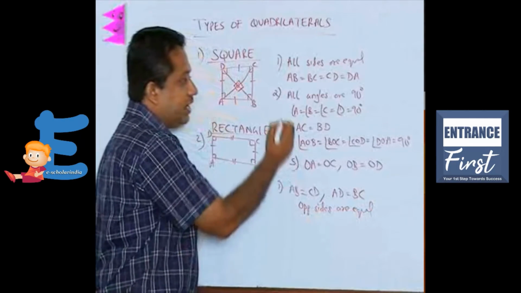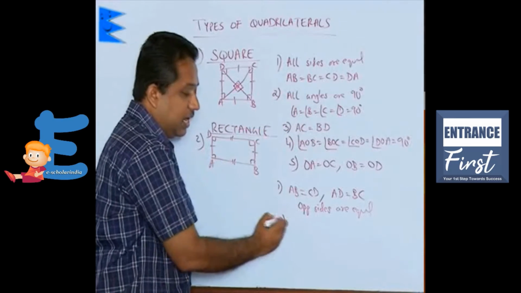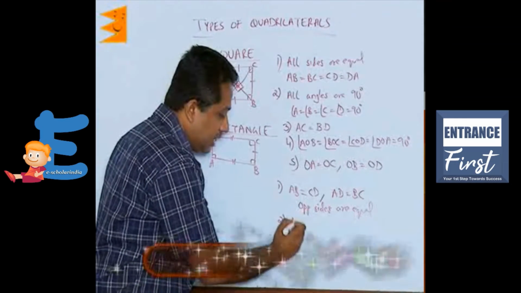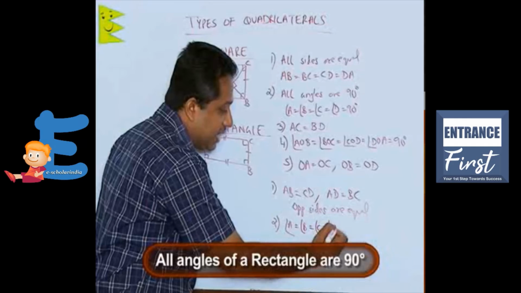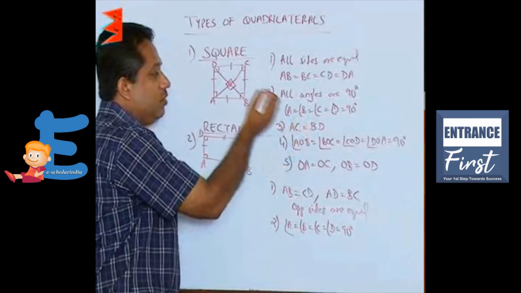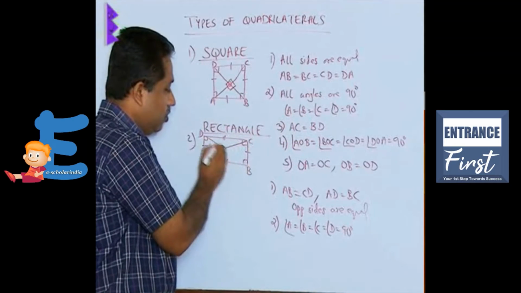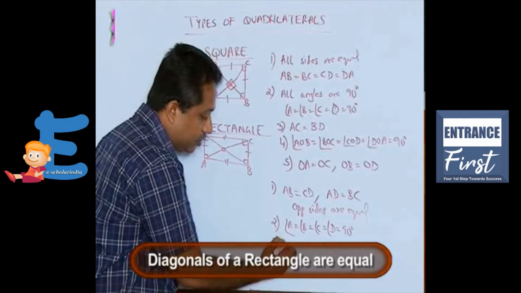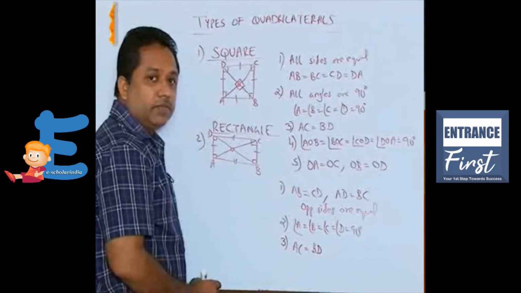Second property, in fact, is the same as what we got earlier. That means all angles of the rectangle are also 90 degrees. So we get angle A, B, C and D as 90 degrees. The third property, AC equal to BD, was in a square, and we can say for a rectangle also the diagonals are going to be of equal length. So we can say that AC is equal to BD.